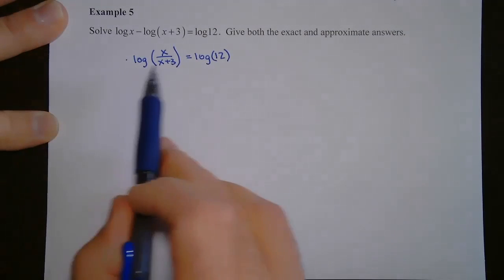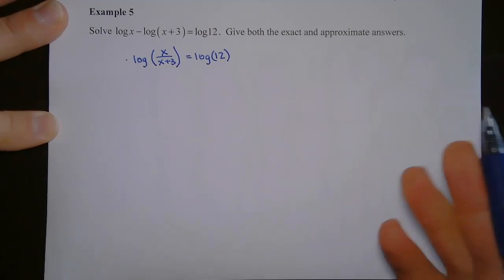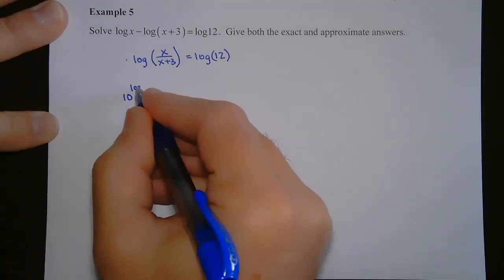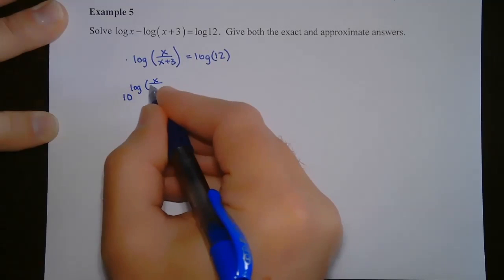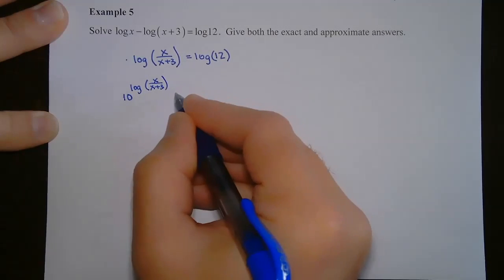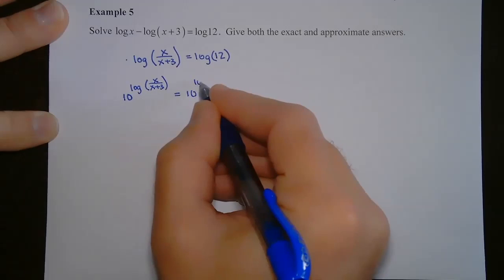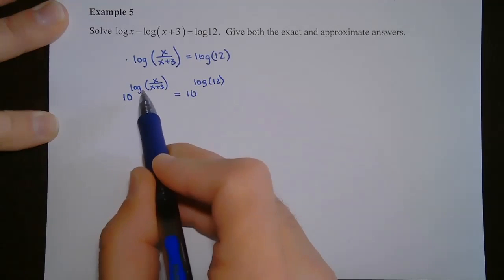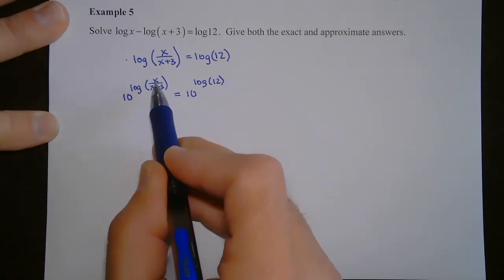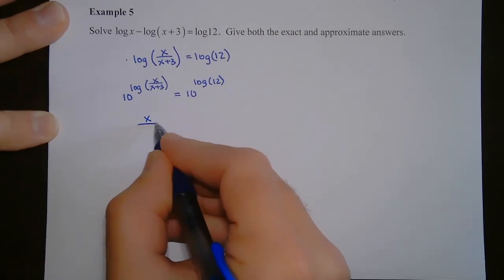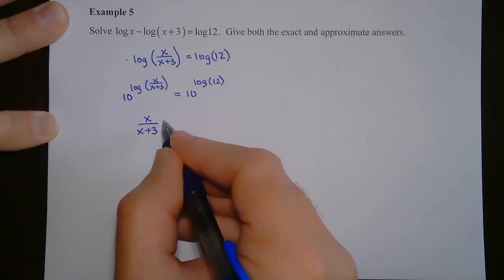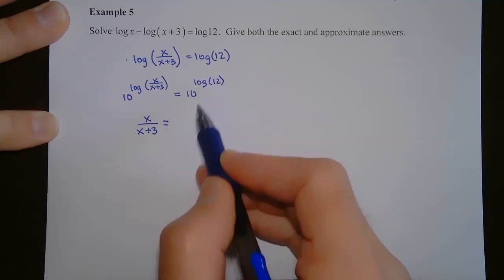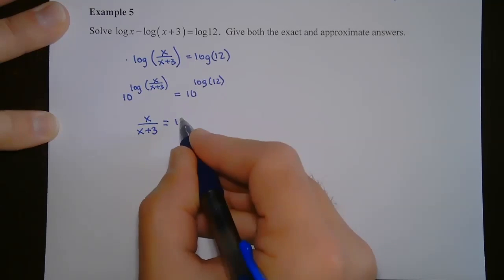Now, we're going to want to exponentiate. What base do we want to use? We want to use base 10. So this becomes 10 raised to the log of x over x plus 3 is equal to 10 raised to the log of 12. These are going to undo each other because there's a little base 10 that's not being written here. So this becomes x over x plus 3 is equal to 12.